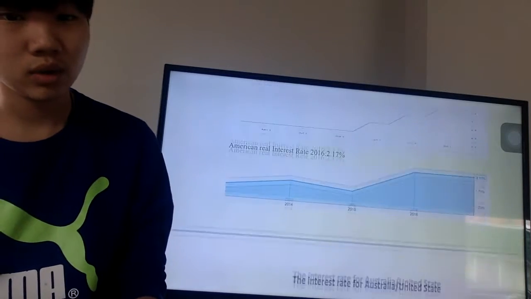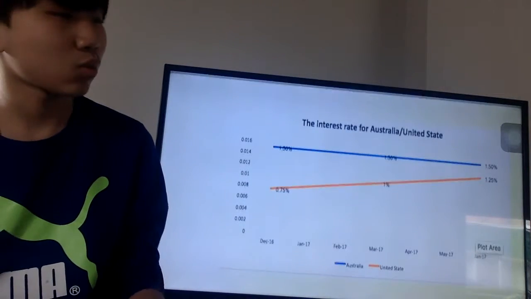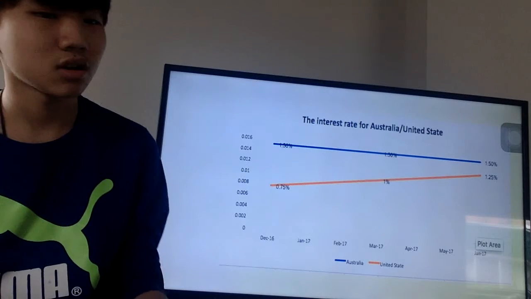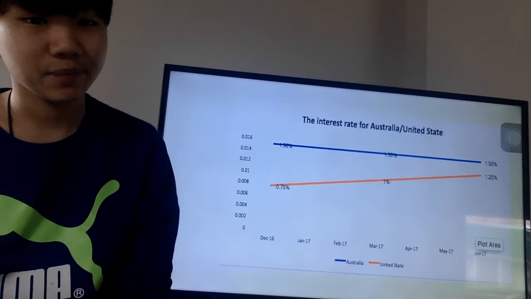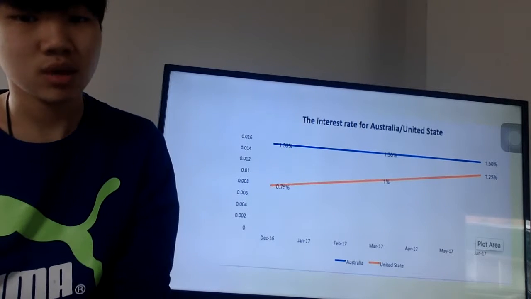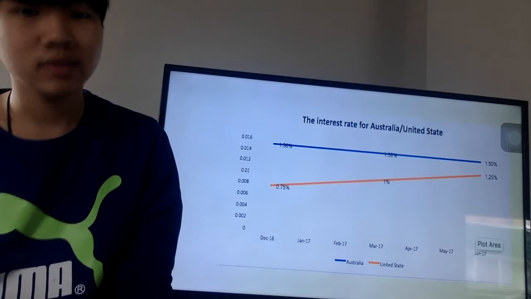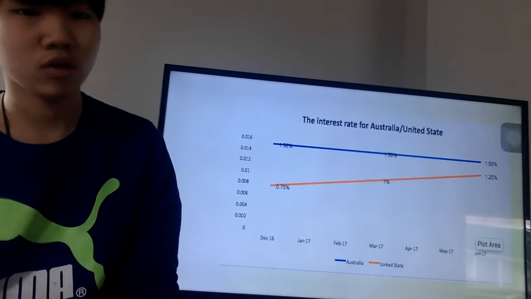For Australia, we can see the rate of 1.5% has been kept for a long time since 3rd August 2016. Society believes the reason for the RBA to do this is to stimulate the economic development of Australia.